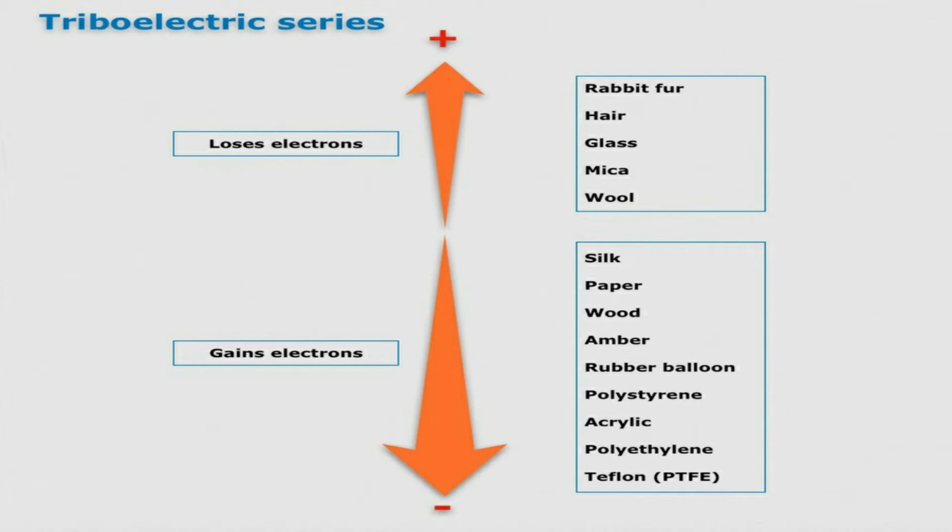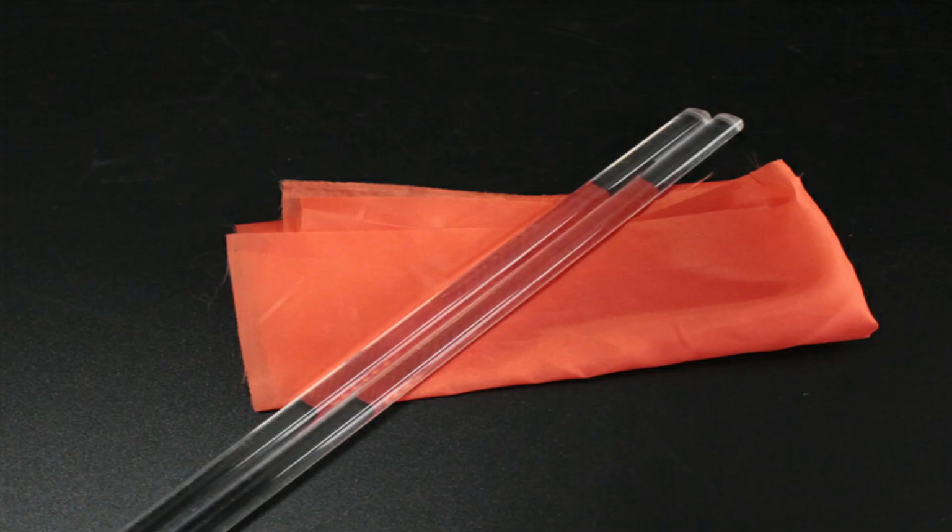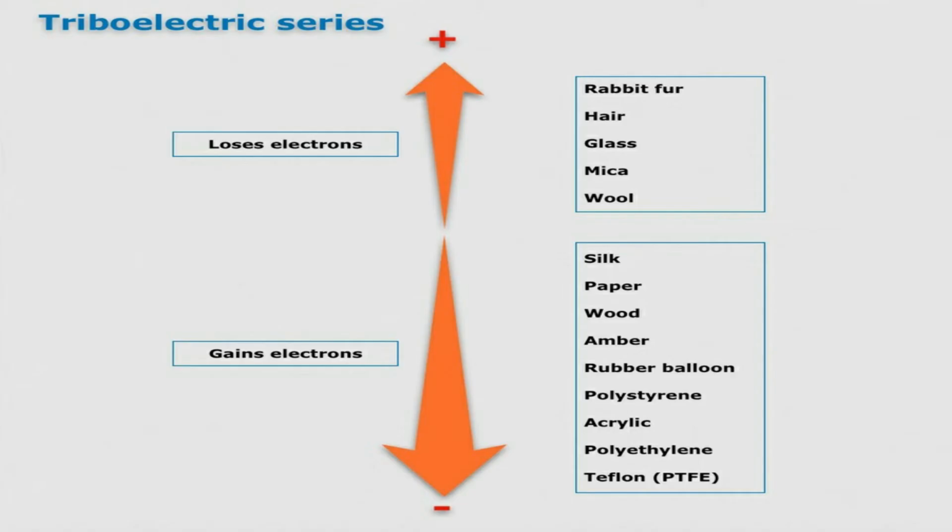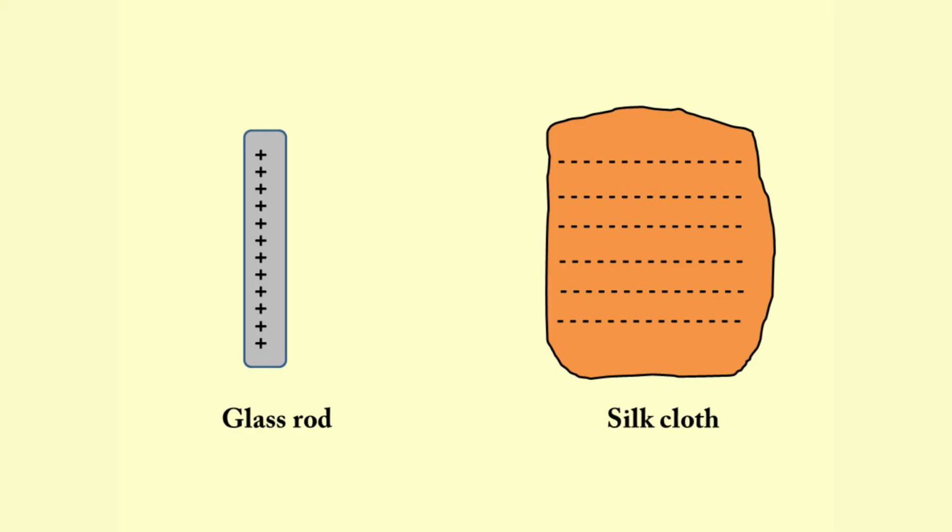If you take any two objects from that list which are not close to each other, you can easily charge them by rubbing. For example, if you take a glass rod and silk cloth from that list, which are sufficiently far apart from each other, upon rubbing, the glass rod becomes positively charged and the silk cloth gets negatively charged. This happens because the glass rod is higher up in the list compared to the silk.